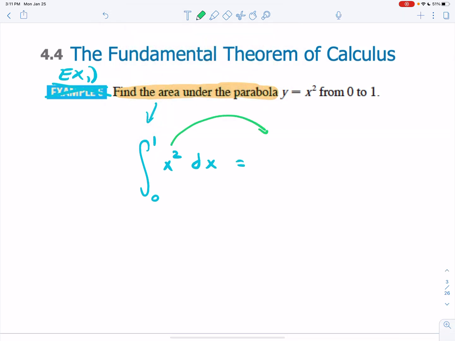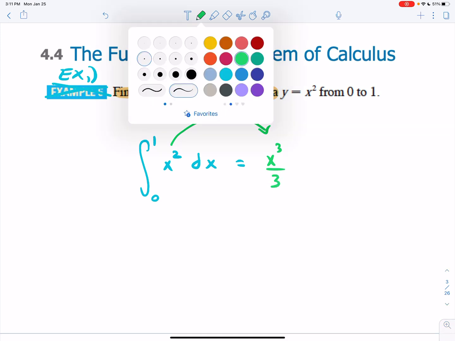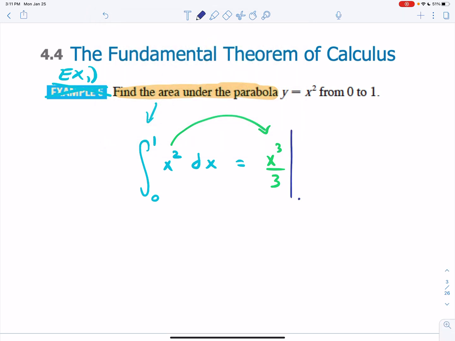So the integral of x squared is, press play when you're ready, x cubed over 3. And then we are going to evaluate this from 0 to 1. So it's important that you know how to write it, but also know how to read it, okay? So the fundamental theorem of calculus tells us that after we integrate, or after we find the antiderivative, we plug in our upper minus our lower. So in this case, it'll be 1 cubed over 3 minus 0 cubed over 3.